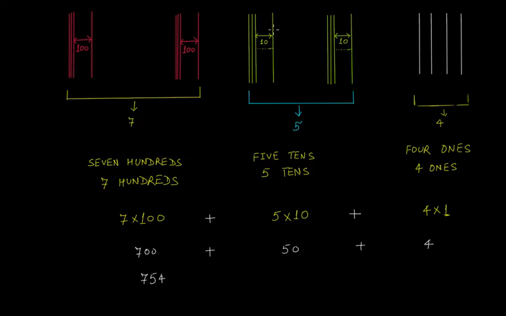This is 5 tens: 1 ten, 2 tens, 3 tens, 4 tens and 5 tens. And in this case we have 4 ones: 1, 2, 3, 4. So we have 4 ones. Okay, this is 754. This 4 is at the ones place, this 5 is at the tens place, and this 7 is at the hundreds place.